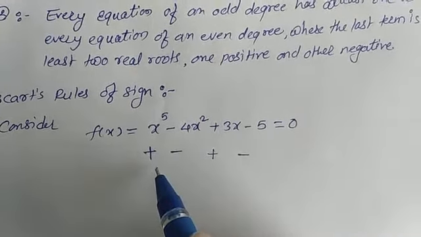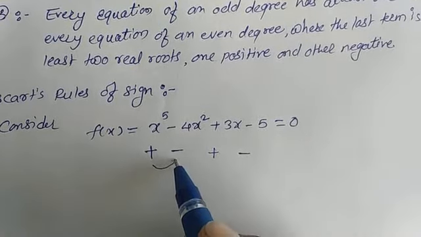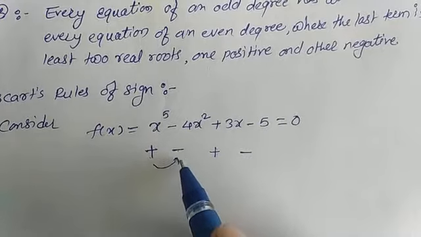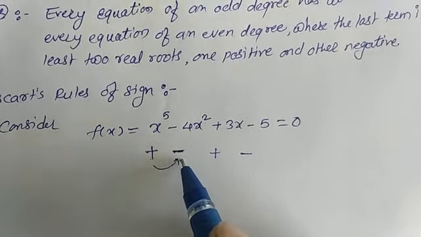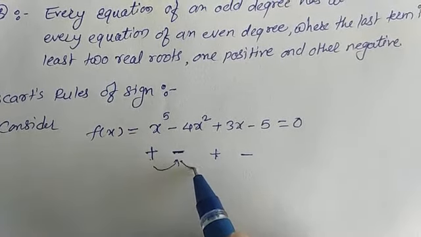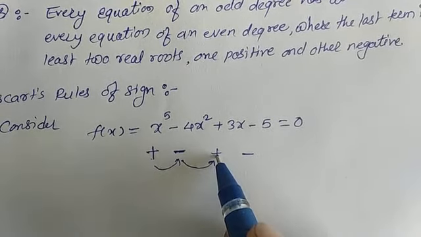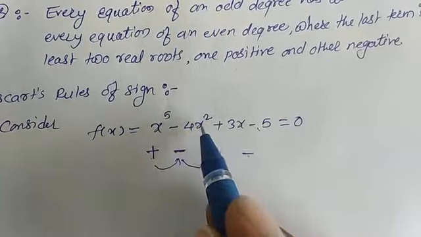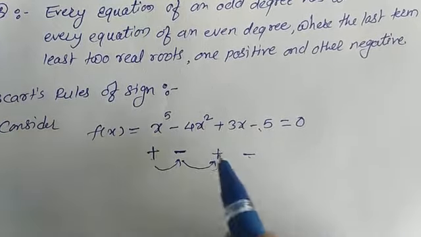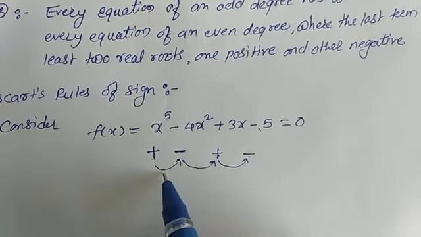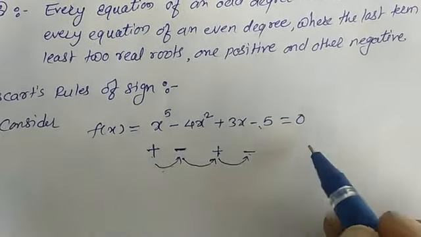Now here, the number of sign changes: first it is positive, second is negative, so that is the first sign change. Next it is negative and after that it is positive, so that is the next sign change. And for the last, it is positive and then negative. We are considering its coefficients only. So it is again a new sign change. So there are totally 3 sign changes.